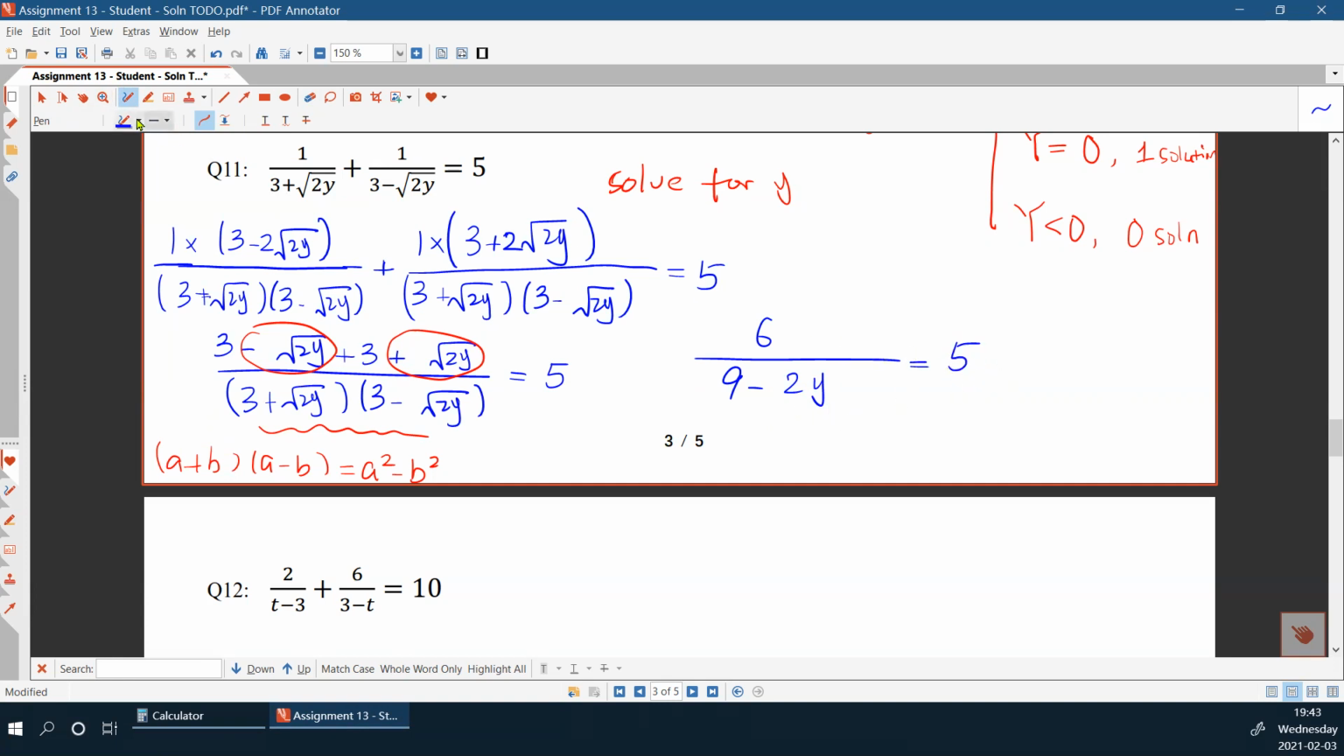Okay, so by using the cross multiplication method, the equation can be rewritten as 5 times 9 minus 2y equals 6. Correct? Then we have 45 minus 10y equals 6. Okay, that means 10y is 45 minus 6, which is 39, right? So the final solution is y equals 3.9. Correct? Any questions?